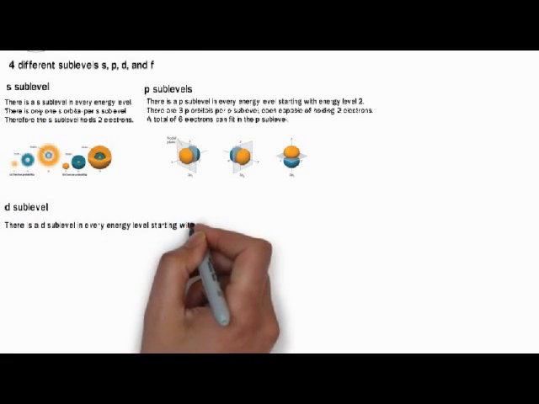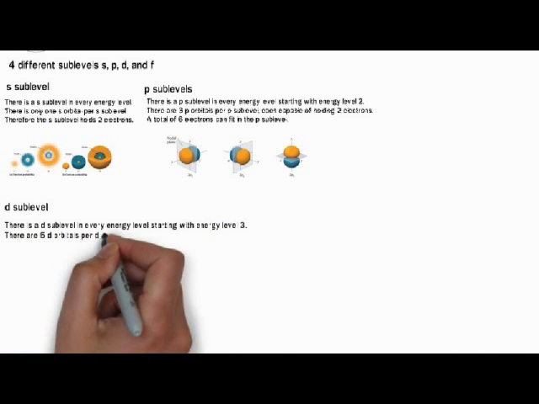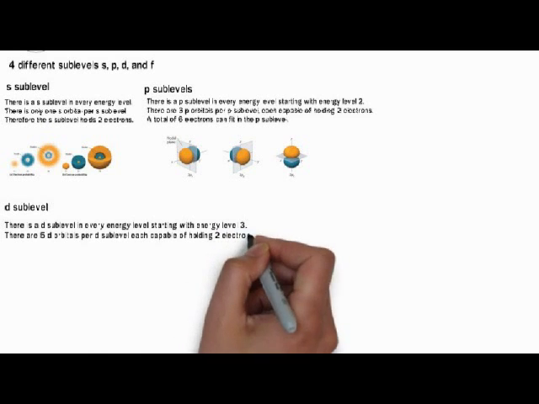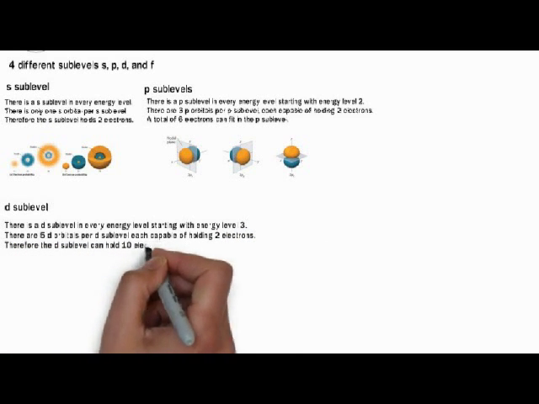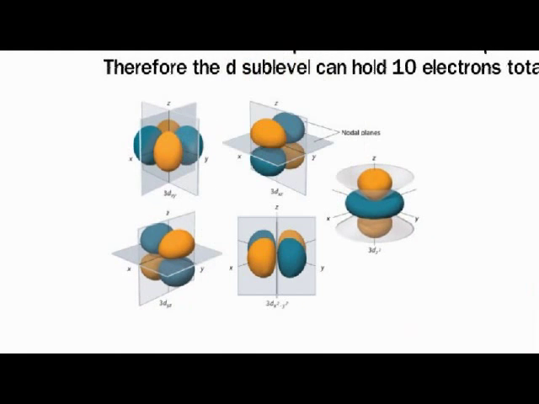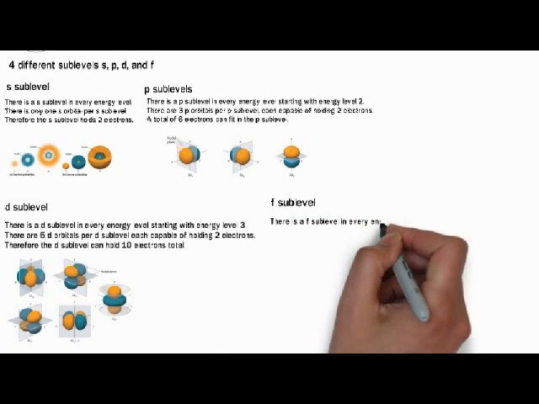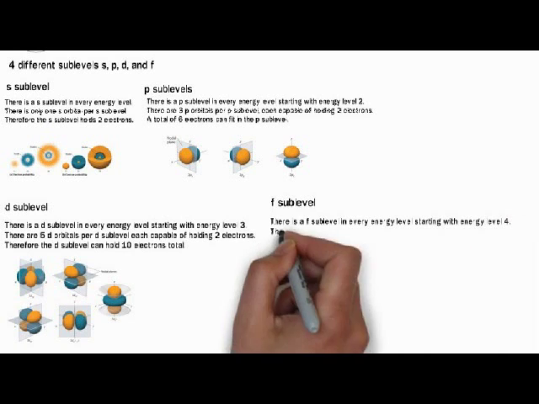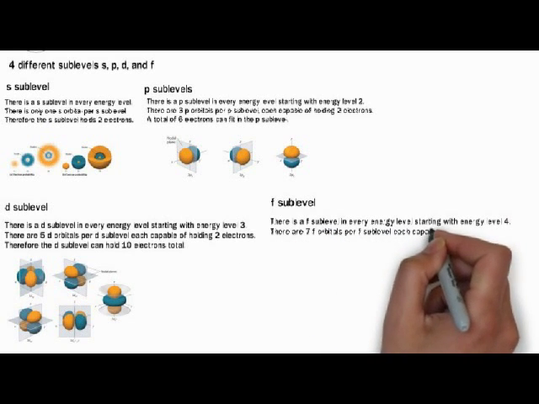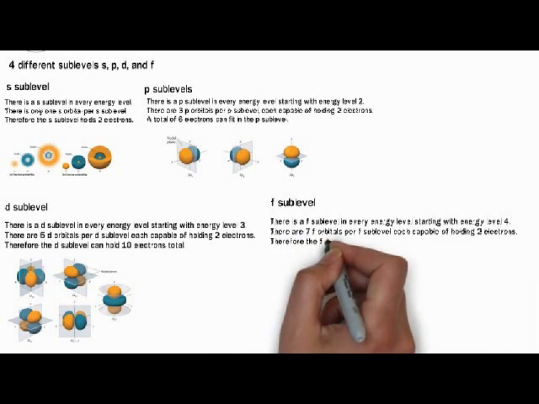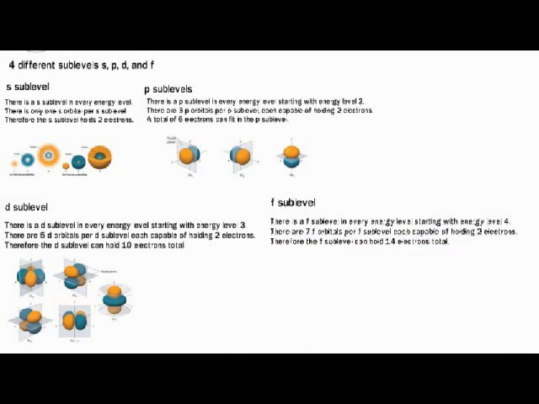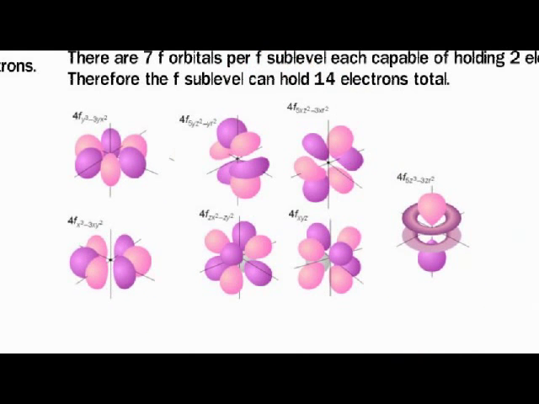For the D sublevel, it is available in every energy level starting with energy level 3. There are 5 D orbitals, as you'll see from the picture here, and each orbital can hold 2 electrons, which means a total of 10 electrons can exist in the D orbitals. And then you have finally the F sublevel. The F sublevel will be in every energy level starting with energy level 4. There are 7 orbitals for the F sublevel, each of which is capable of holding up to 2 electrons, and therefore the F sublevel can hold up to 14 electrons total.